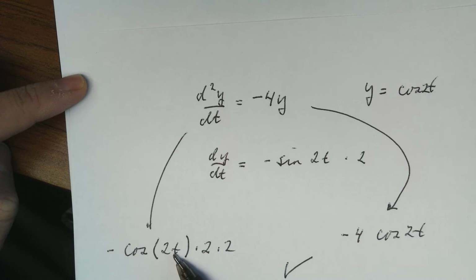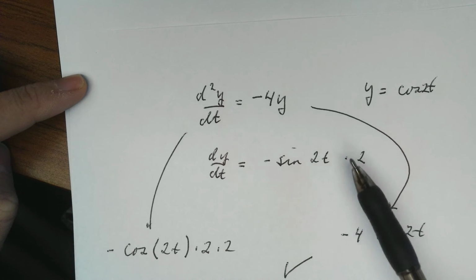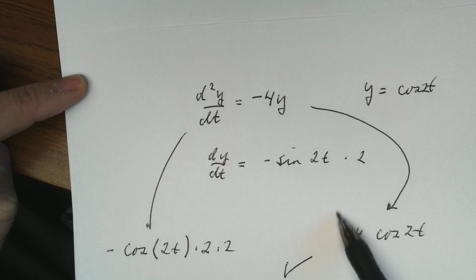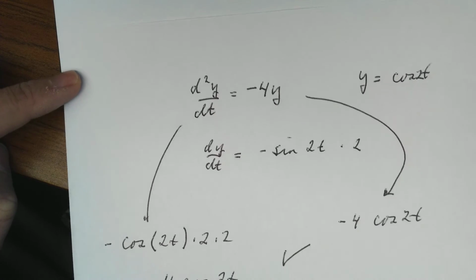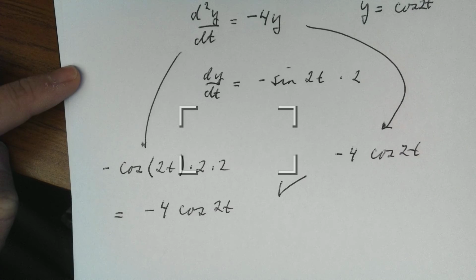So I get minus cosine of 2t times 4, which is exactly the same thing I would get if I plugged cosine 2t in here, as I would get minus 4 times the cosine of 2t. So this solution actually checks.